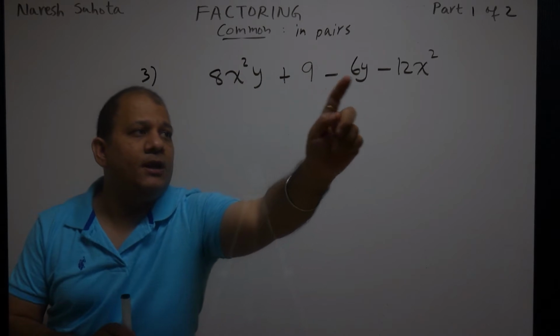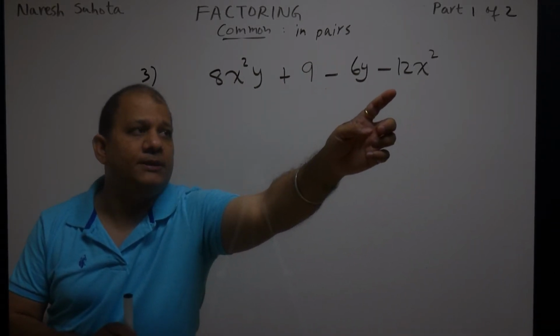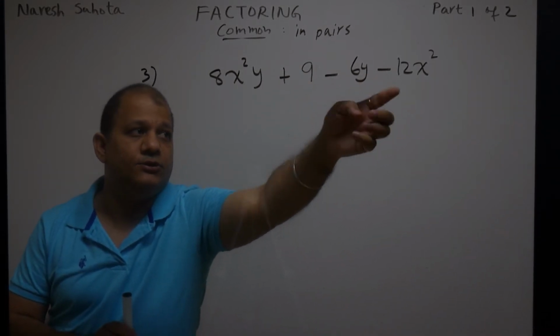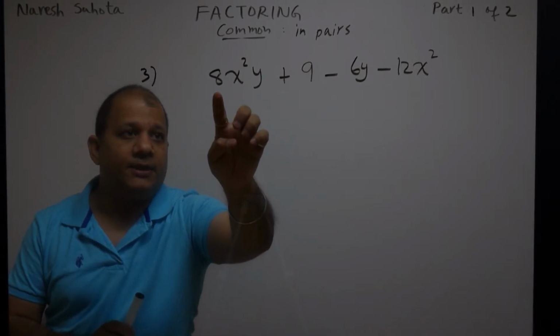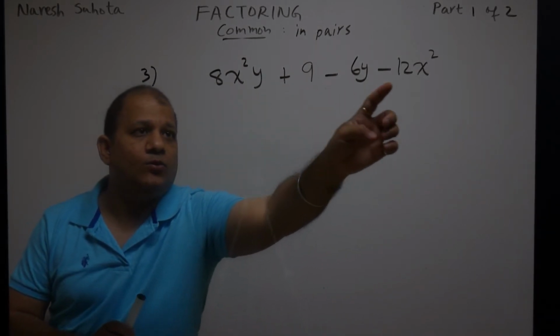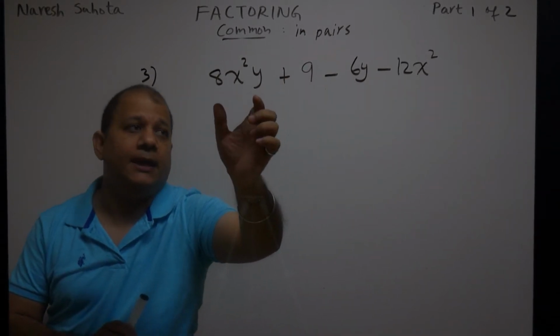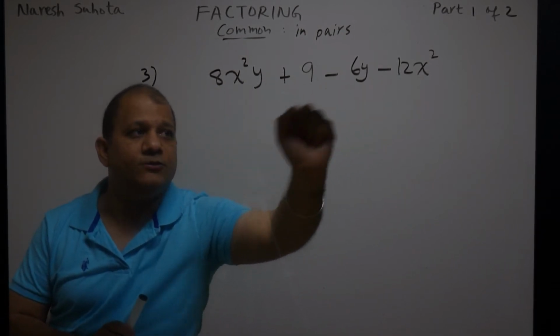And then from 9 and the negative 12x squared, there is no variable, but there is a number that I can pull out, like a 3. 3 goes into both, right? Or another possibility is I can pair 8x squared y with 12x squared, because even there I can pull out x squared, and there is a common factor between 8 and 12.